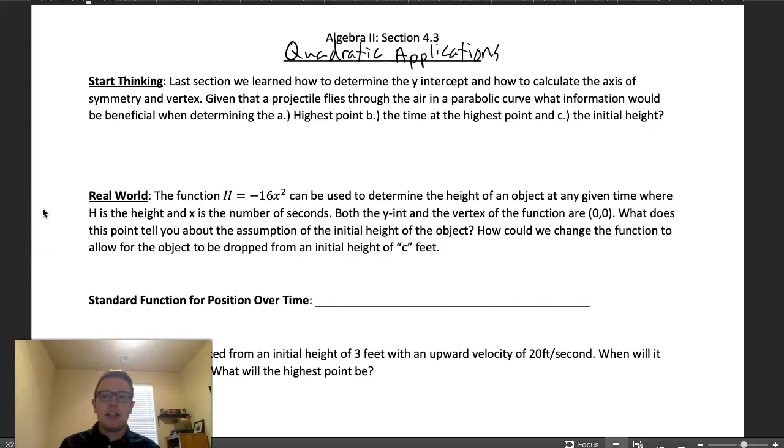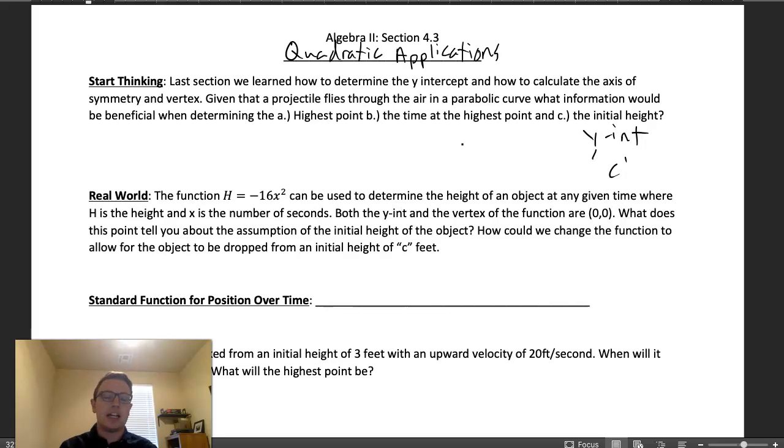As we were talking about last lesson, any projectiles, so something like a rock, a basketball, a ball of any sorts, all fly through the air on a parabolic curve. So we want to figure out the information that would be useful in determining the highest point, the time for the highest point, and the initial height. The initial height is going to be our y-intercept, or our c value when we're talking about this in standard form, ax squared plus bx plus c.